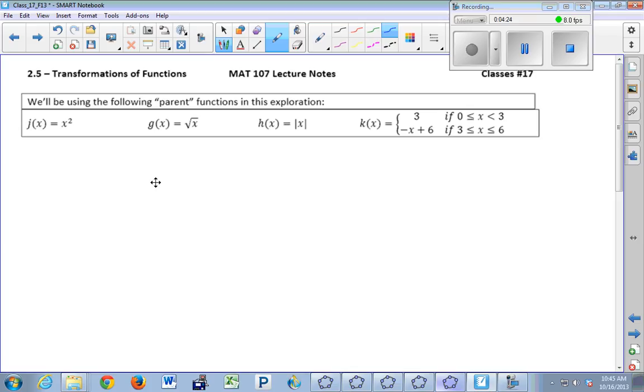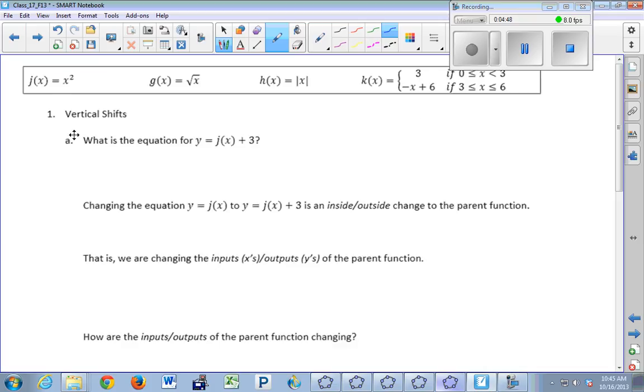Today we're going to be manipulating these and adding things to them and multiplying these functions by things and seeing how it affects the graph of the function. What happens to the basic graph of each of these functions when I start adding and subtracting, multiplying and dividing? So let's take a look at the first problem, which is called a vertical shift.